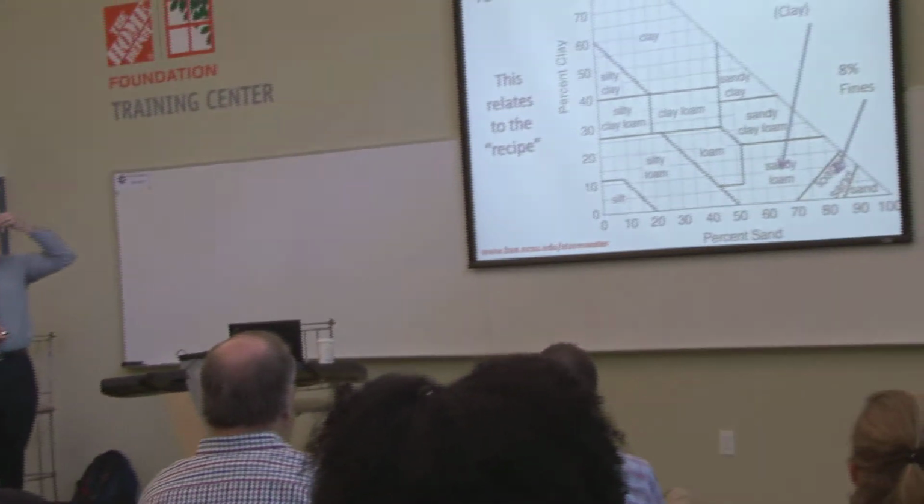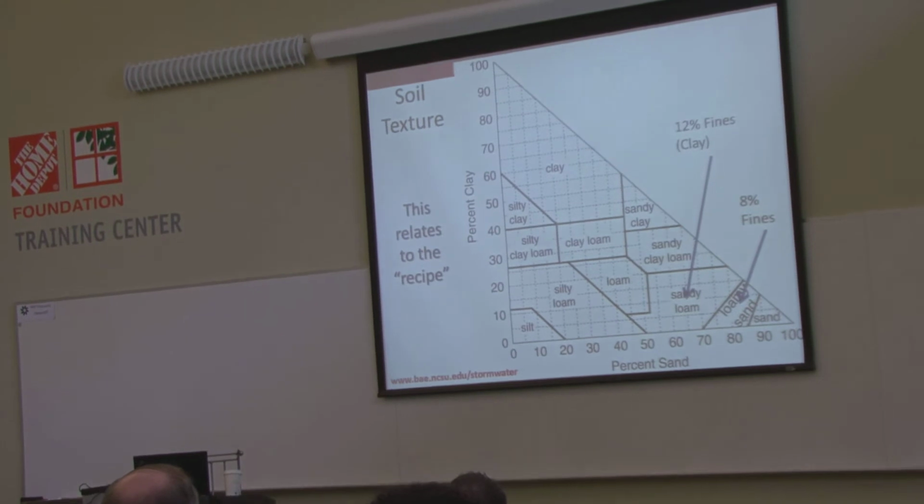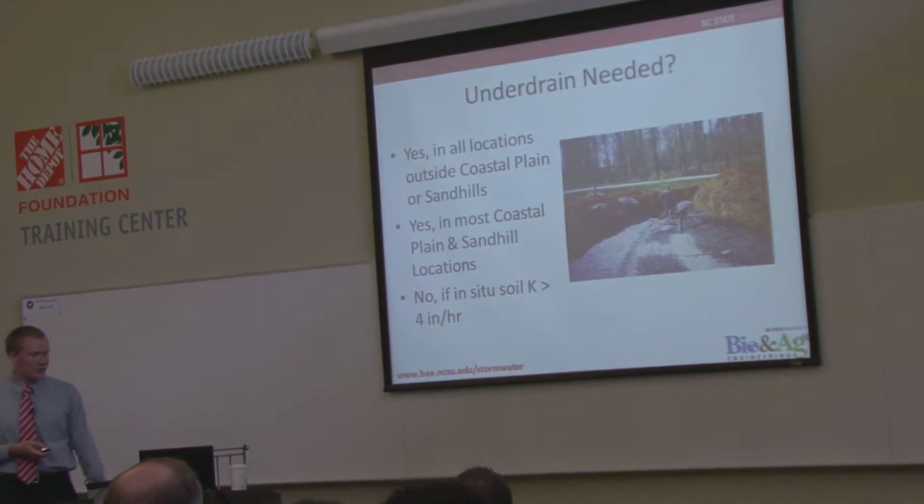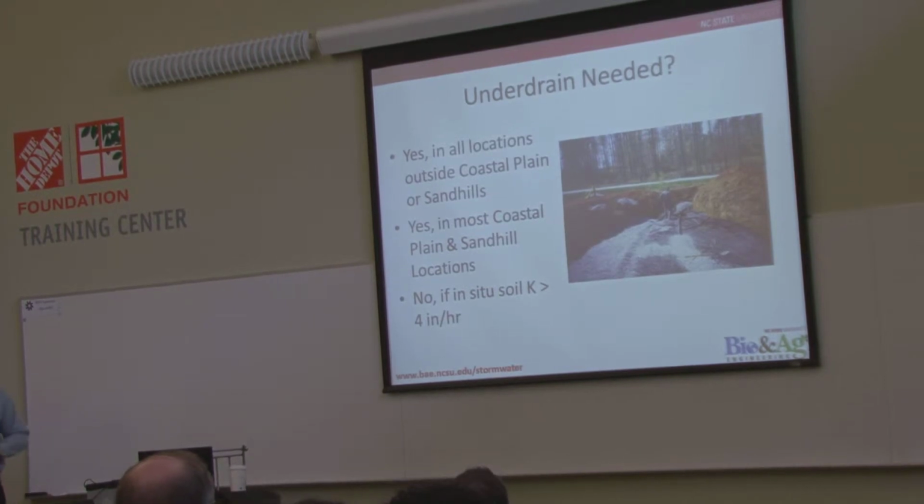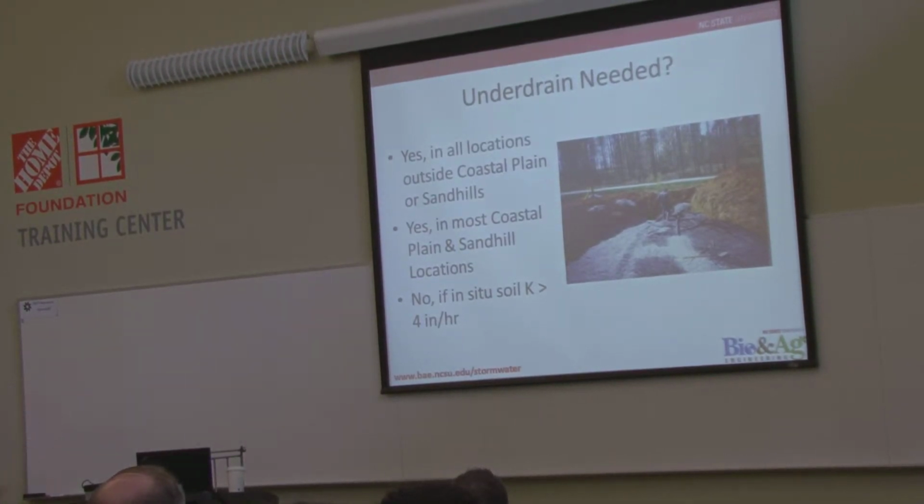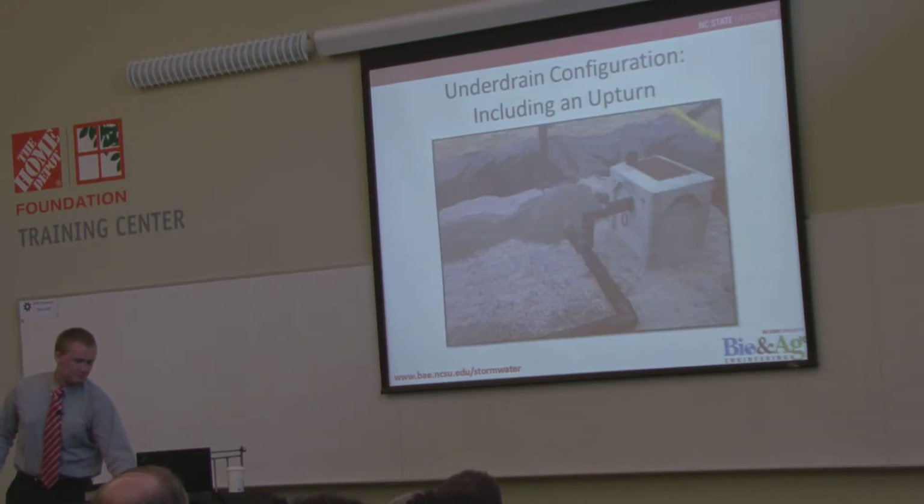So soil texture on our media is typically either a sandy loam or a loamy sand. That's all I want to say on that. It's a very sandy soil media. Underdrains, do you need an underdrain? In most cases, absolutely. Our minimum cutoff is actually 4 inches per hour, so it's substantially different from the 0.25 inches per hour that you mentioned earlier. So basically this means if you're on the beach or close to the beach in North Carolina.